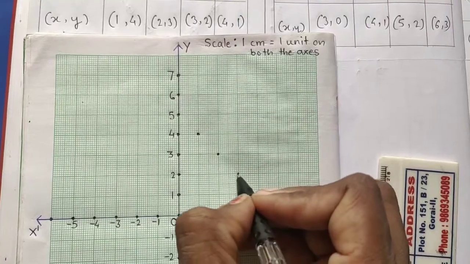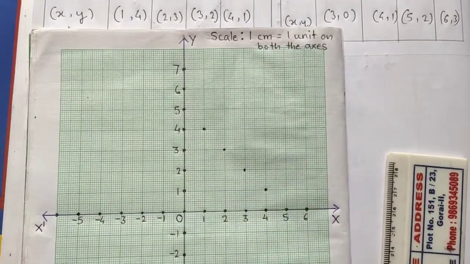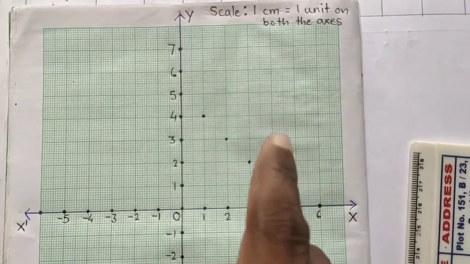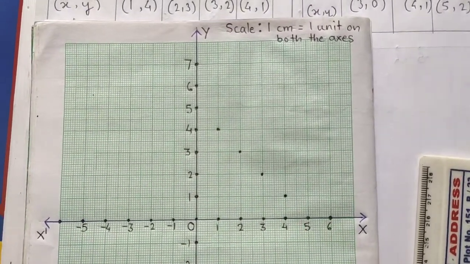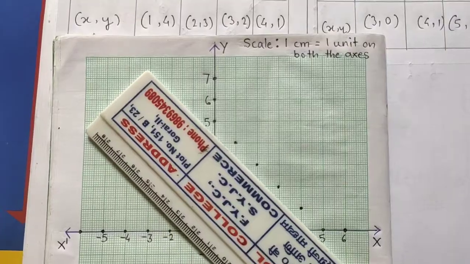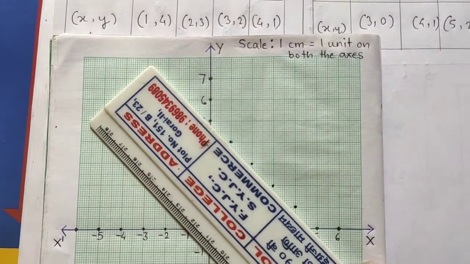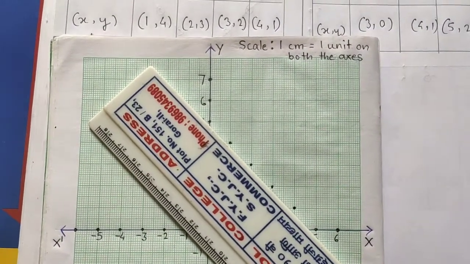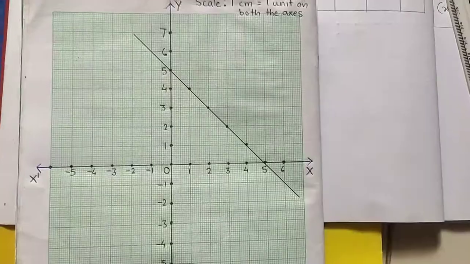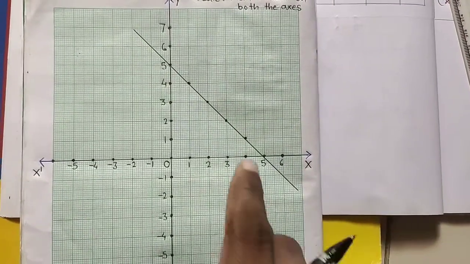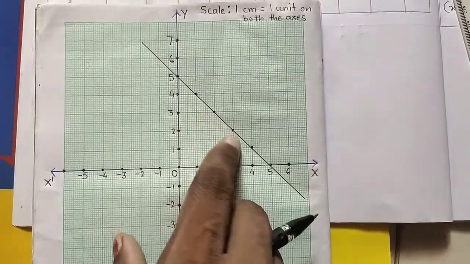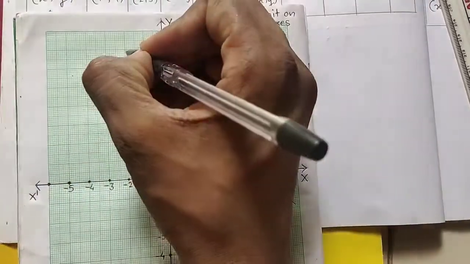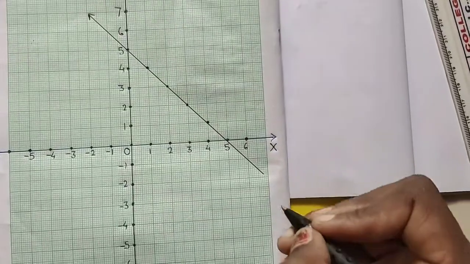Okay. So in this way we got our 4 points, and you can see all these 4 points are in a straight line. If you draw the line, you can see here. All the points are in the straight line. So let me draw the line first. Okay students, I have drawn the line through all 4 points. Now give the arrow.